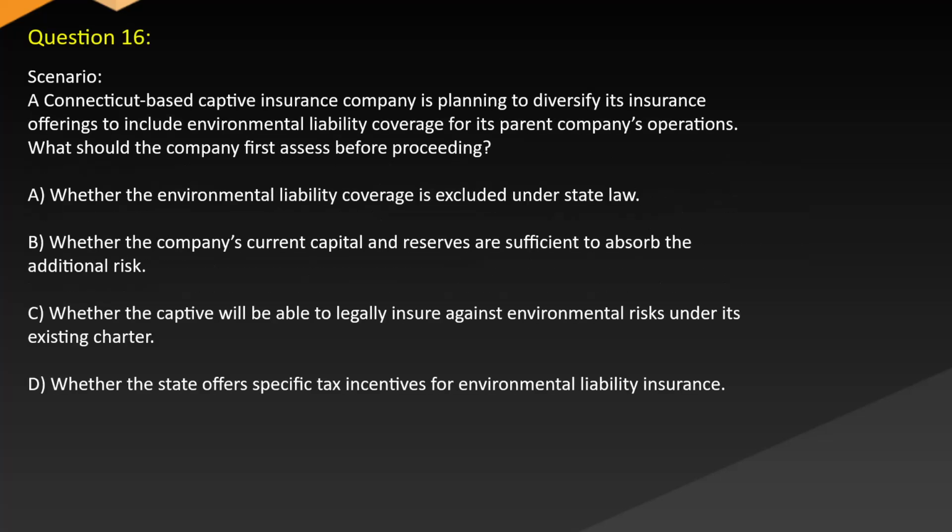Question 16, scenario. A Connecticut-based captive insurance company is planning to diversify its insurance offerings to include environmental liability coverage for its parent company's operations. What should the company first assess before proceeding? A. Whether the environmental liability coverage is excluded under state law. B. Whether the company's current capital and reserves are sufficient to absorb the additional risk. C. Whether the captive will be able to legally insure against environmental risks under its existing charter. D. Whether the state offers specific tax incentives for environmental liability insurance.